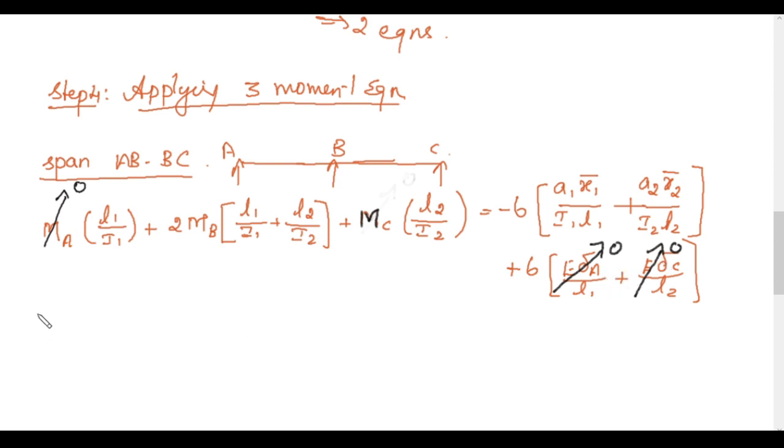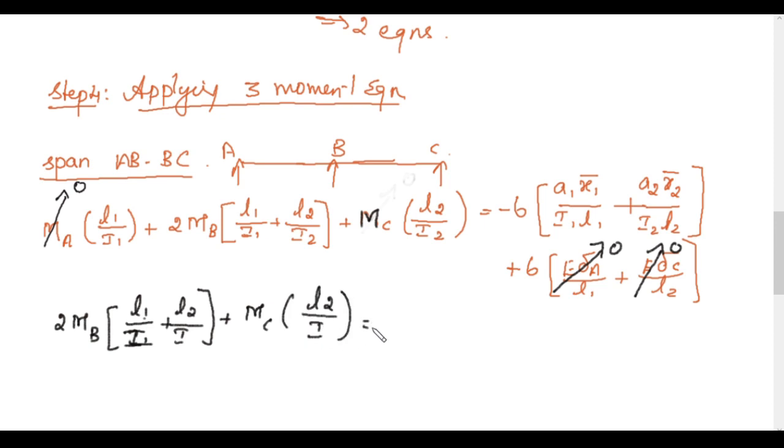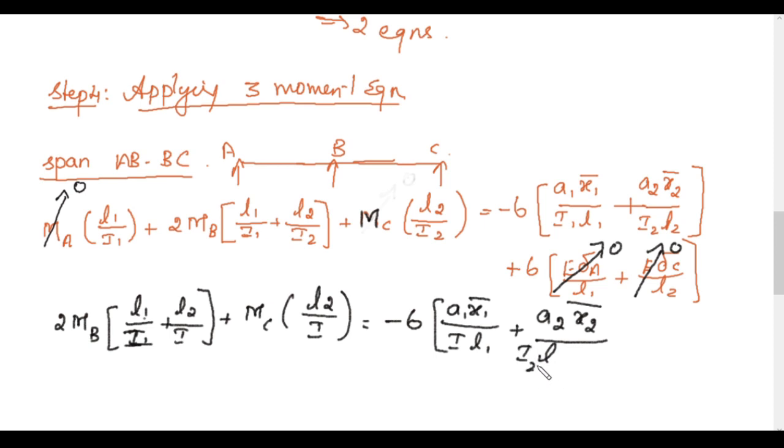So, our equation becomes 2MB into L1 by I plus L2 by I, plus MC into L2 by I, is equal to minus 6 into A1 X1 bar for the span AB divided by I L1, plus A2 X2 bar for the span BC divided by I L2, because I1 and I2 are equal. So we will cancel all the I.